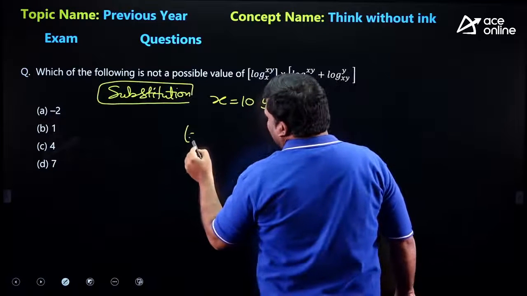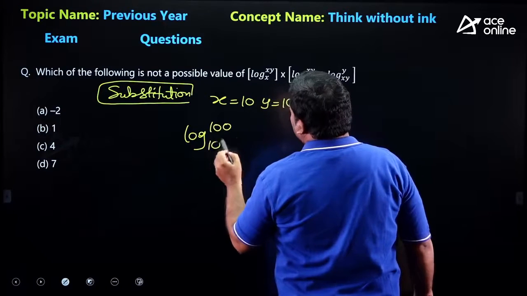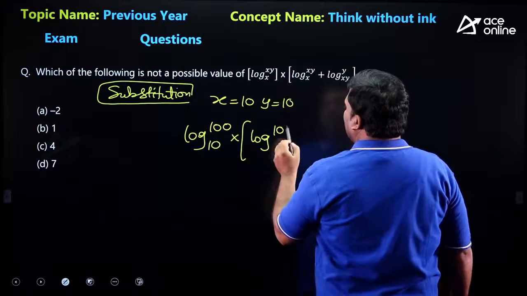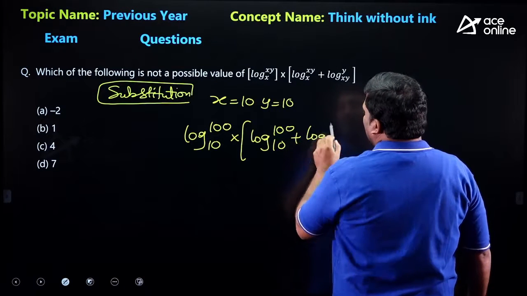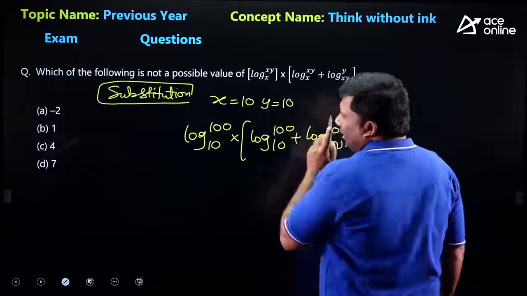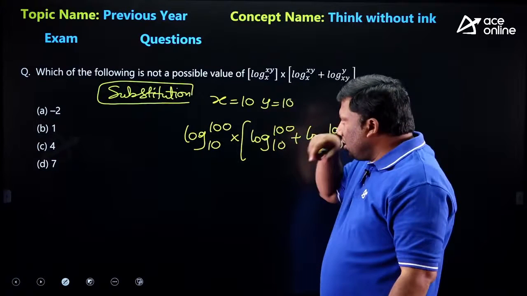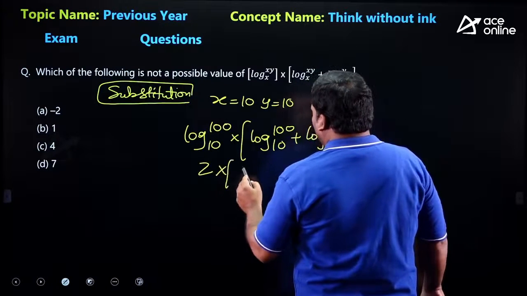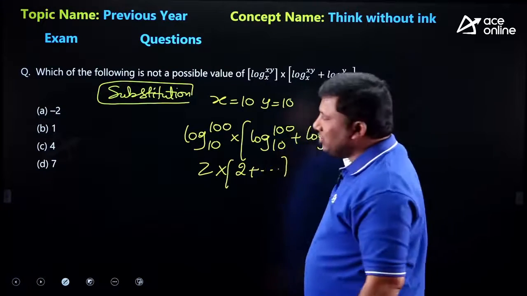So here it is log of x into y, 10 tens are 100, base 10 into log of 10 into 10, 100 base 10, plus log of 10 base 100. Listen carefully. Log of 100 base 10, that means it is 2 into 2 plus positive.